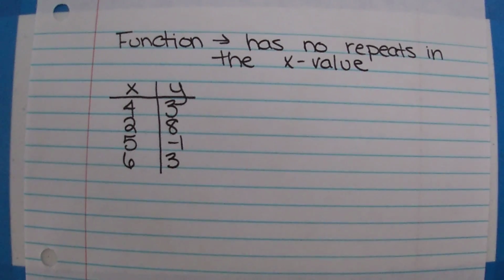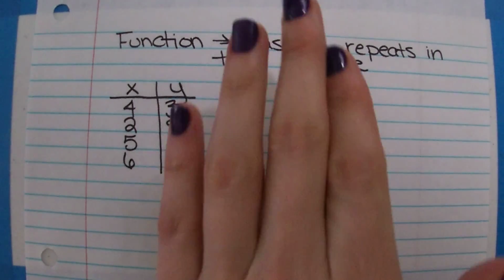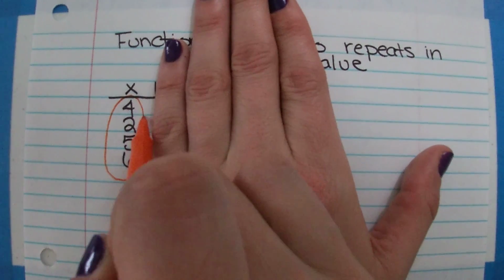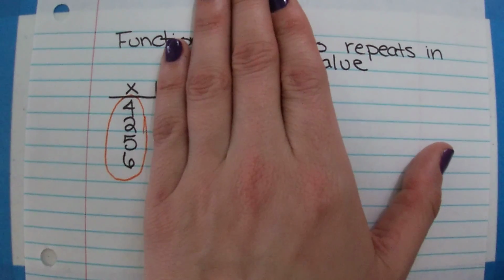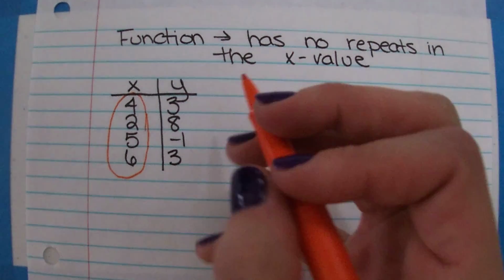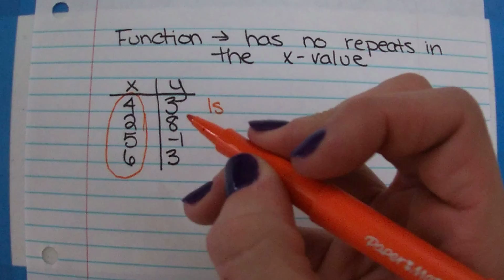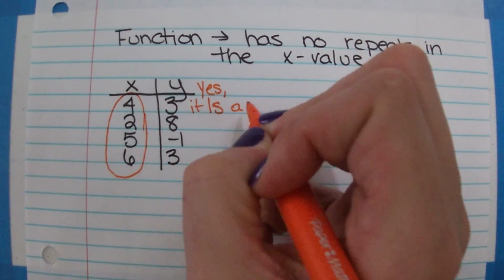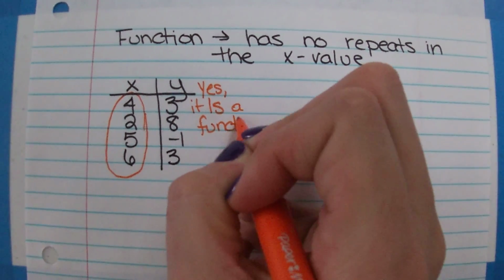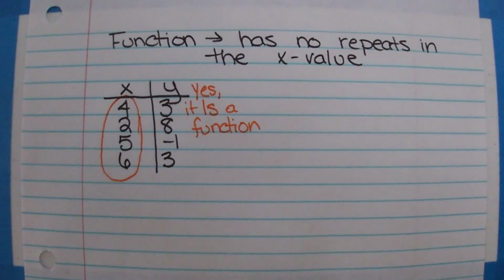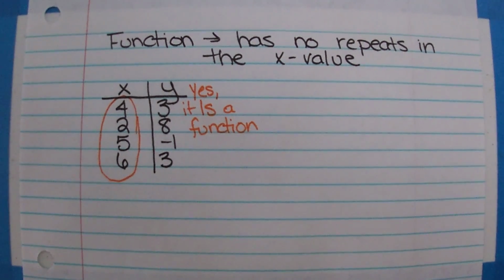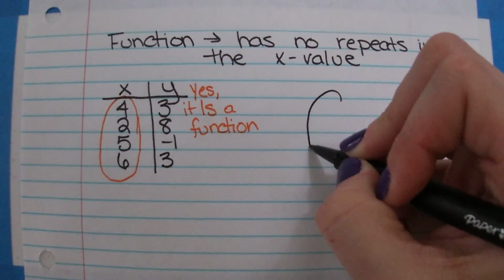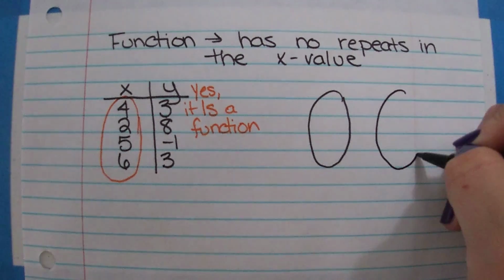Again, the rule is that it has no repeats in the x value. So the y value isn't important. So I'm just looking over here in the x value and then deciding if I see any repeats. I do not see any repeats, so this is a function. So if I said, is this a function? We would say yes. Okay, it is a function. It's also a relation. It's just the specific type of relation we call a function. Okay, maybe if we had this and we were looking at a mapping.